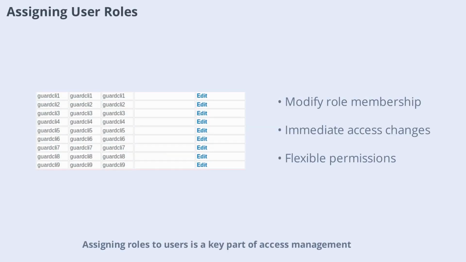Assigning roles to users is a key part of access management. By using the roles link, administrators can modify a user's role membership, ensuring that each user has the correct permissions for their job. When a role is selected, the user immediately becomes a member of that role, gaining the associated access rights. This flexible approach allows organizations to adapt quickly to changing responsibilities and team structures.